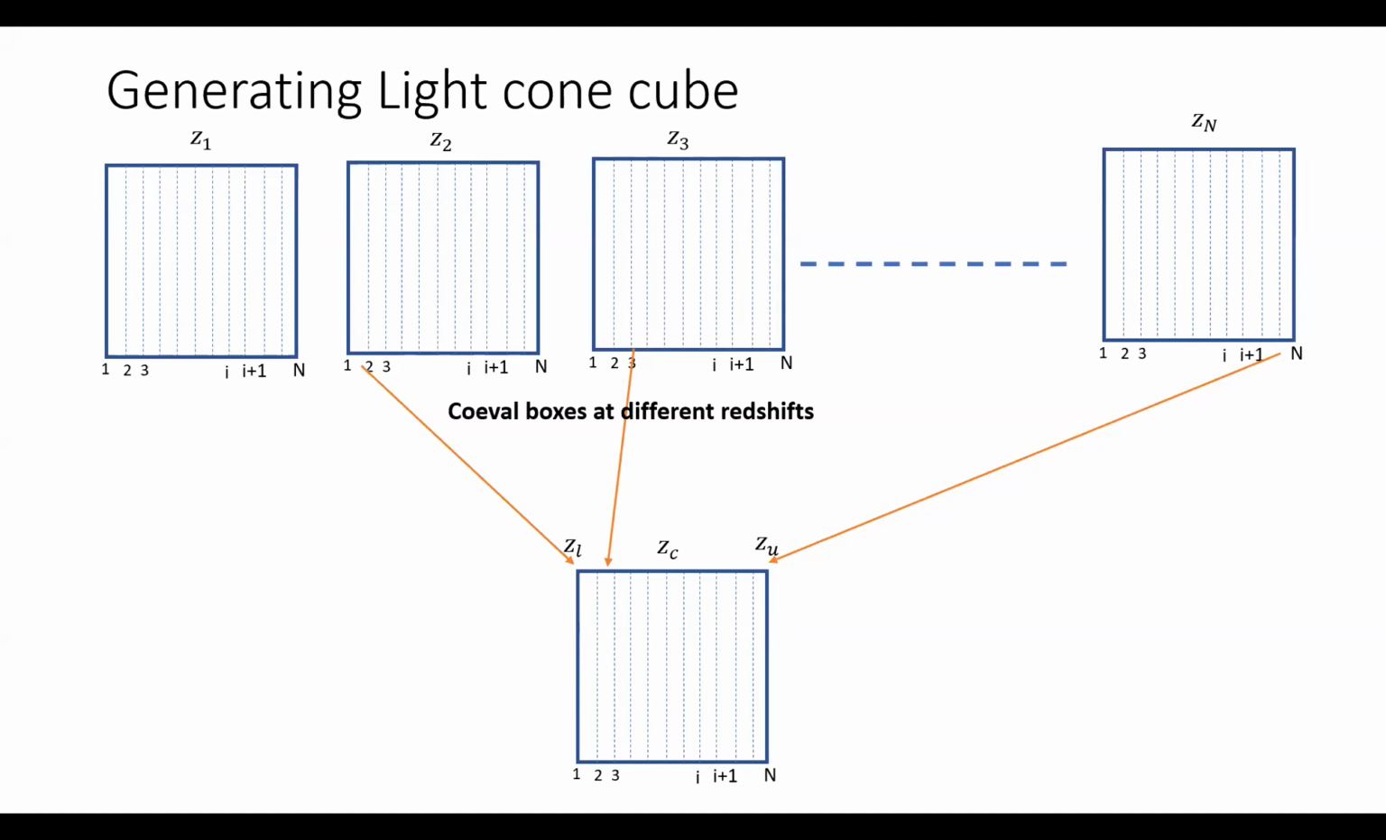You can. There is one complication here, right? You can take any slice. So let's say for ZL, consider the slice corresponding to ZL, and the second coeval box corresponds to, let's say, ZL. You can take any slice from that box. All correspond to redshift ZL, right? Right. But then when you go to the next slice, it is ZL plus 1.